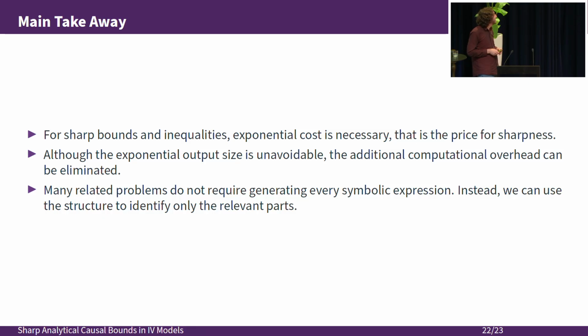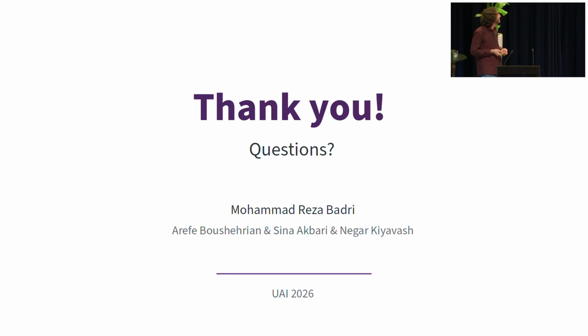So the main takeaway is that for sharp bounds and inequalities, the exponential cost is necessary. We have exponential terms, and this is the price for sharpness. But although the exponential terms are unavoidable, we can eliminate the computational overhead. And also, there are many related problems that can be solved using the structure of the points we discovered. Thank you. Any questions?